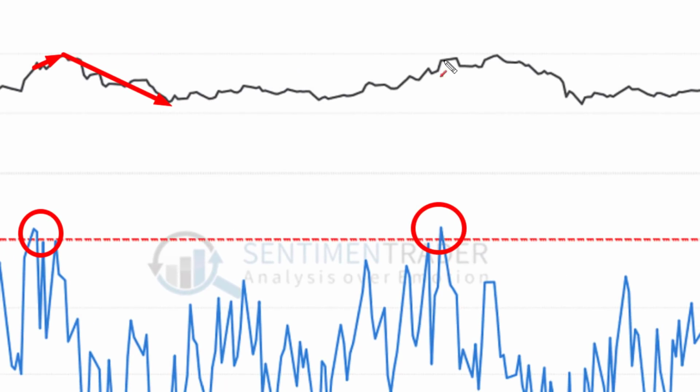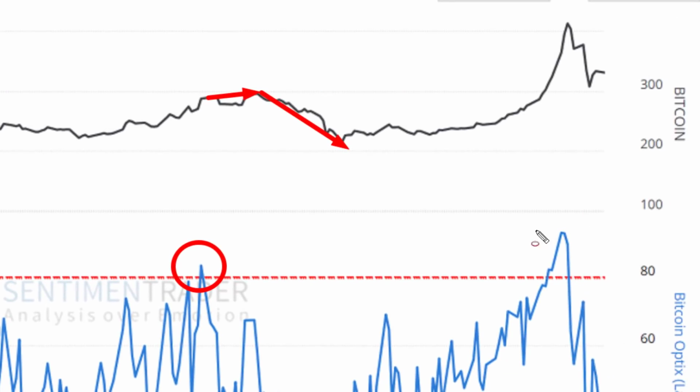And as I said before, sometimes it takes a while. About 2 or 3 weeks later, Bitcoin then started dropping, as you can see here. And again, you'll see some months later, Bitcoin hit an extreme optimism right there. And here, again, about a couple of weeks later, after Bitcoin went up, it started dropping again.